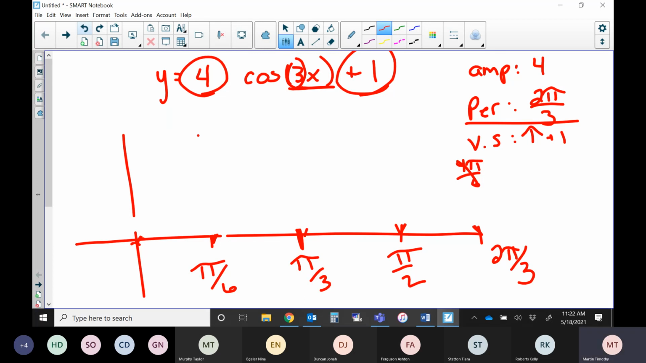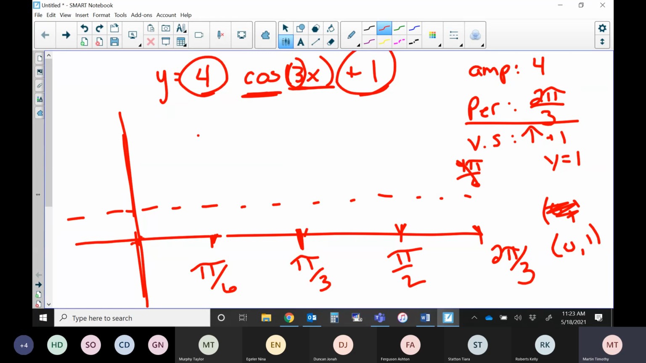Next, I'm going to deal with my vertical shift. The midline is no longer at y equals 0. My midline is going to be y equals 1. So 1 is where this midline happens. And then normally my cosine, remember, this is tricky. My cosine is the one that starts at its maximum value. So it normally starts at 0, 1, but everything has been amplified. That's where my maximum is. And it's also been shifted up 1.